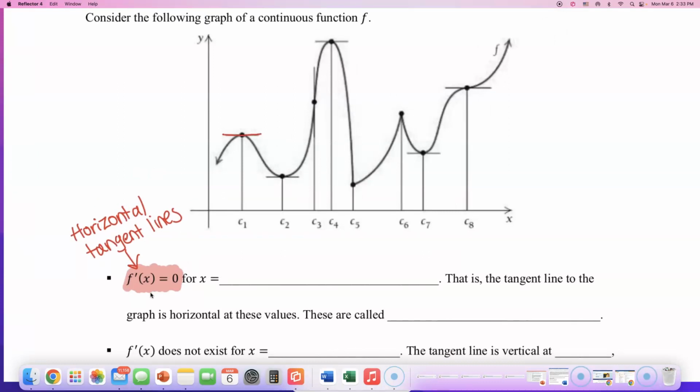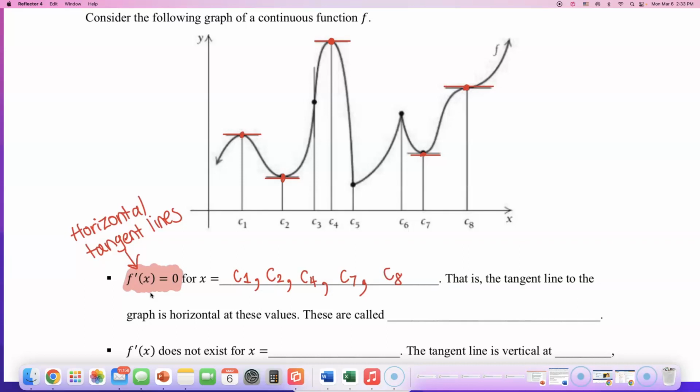Look, they sketched the horizontal tangent at C1. So here's my first one. Horizontal tangent right there, and that value is C4. Hey, I forgot one right there. There is C2 right there. Anywhere you can draw these horizontal tangents, there's my C4. This one is C7, and the last one at C8.